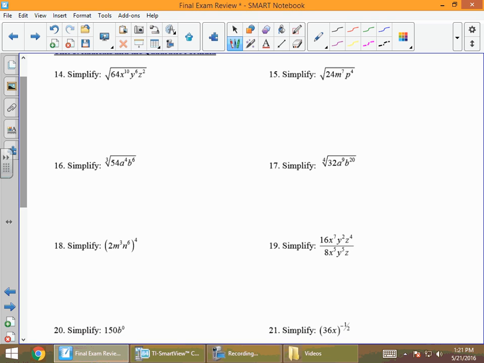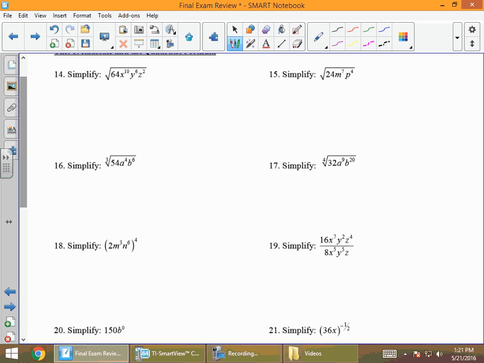As we take a look at this, the first one is to simplify the square root of 64 x to the 10, y to the 6, z to the 2. And let me show you, I'm going to try to use the calculator as much as possible to show you some different techniques for solving some of these things.